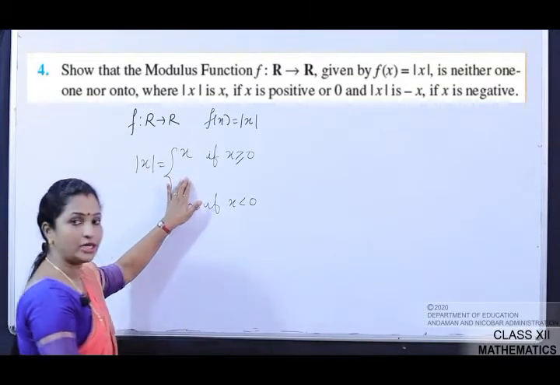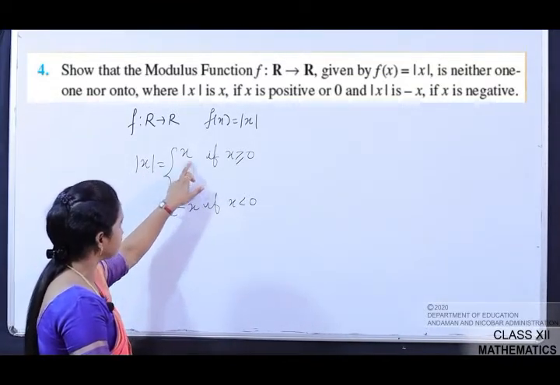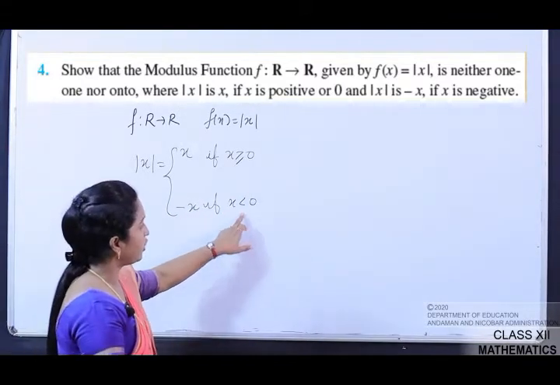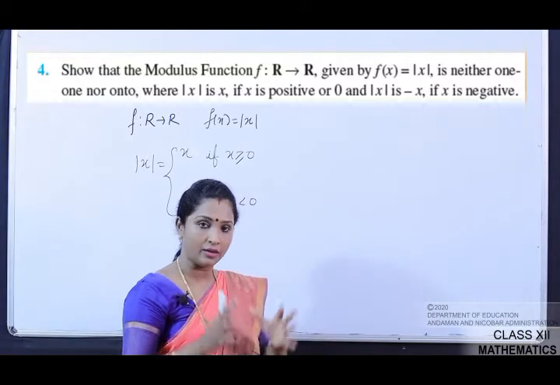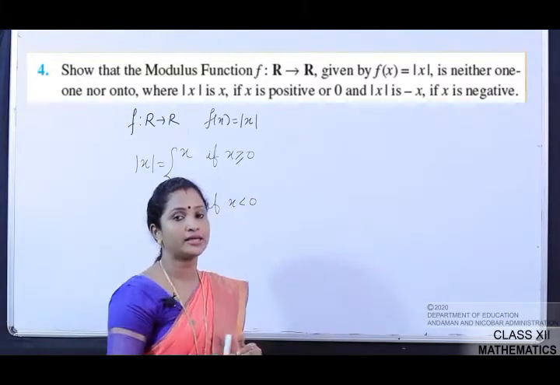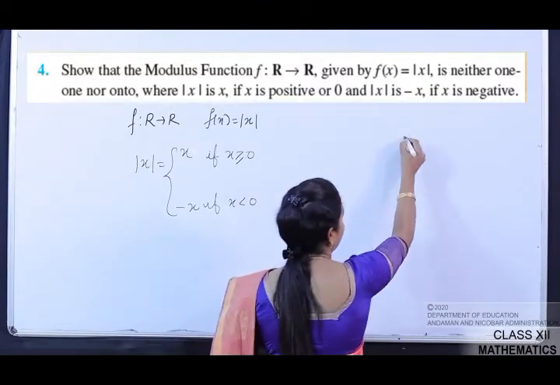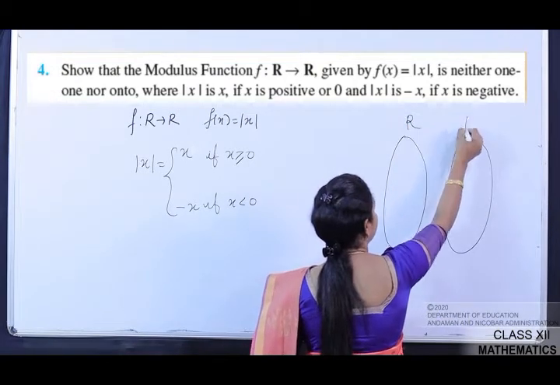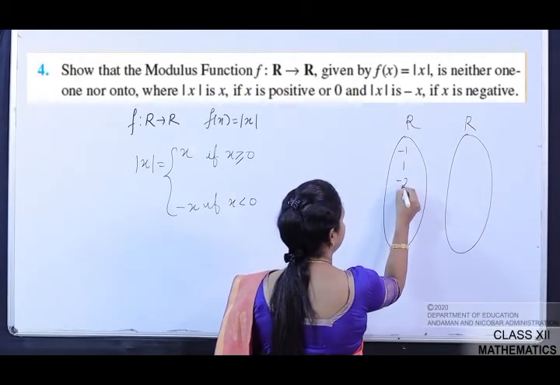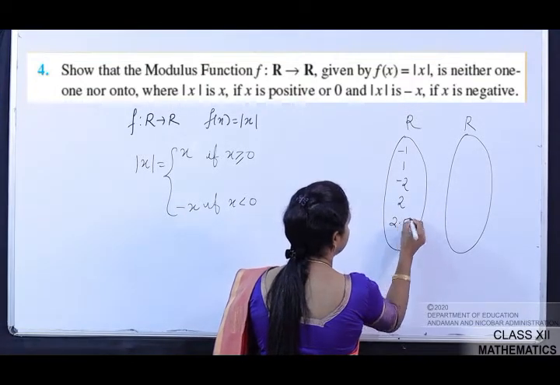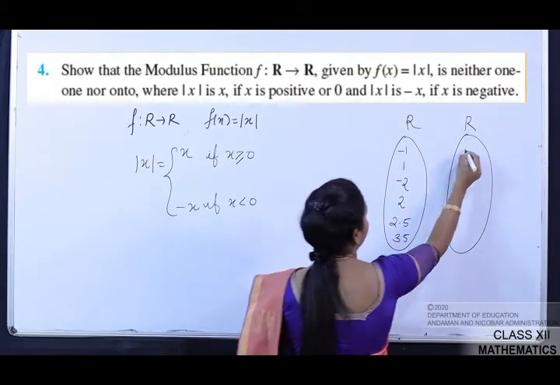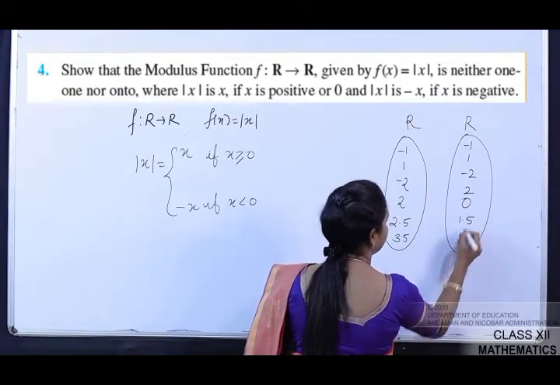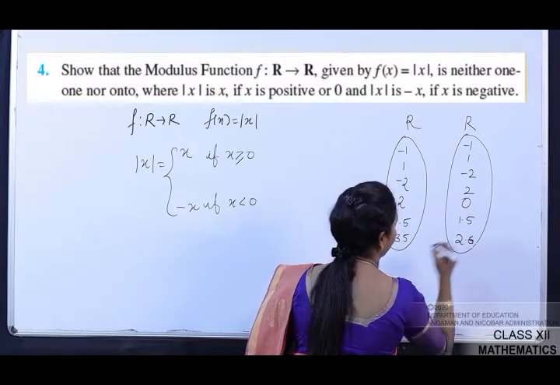Now what is the definition of modulus? Modulus definition is plus x if x is greater than or equal to 0, minus x if x is less than 0. So first of all I'll just explain you by taking an example. हम पहले diagrammatically देखेंगे, उसके बाद हम इसको देखेंगे कि कैसे इसको लिख सकते हैं, ठीक है? Now I'm taking here two sets, okay? Real numbers to real numbers. I'm taking minus 1, plus 1, minus 2, plus 2. You can take a decimal point also, 3.5. Here also minus 1, plus 1, minus 2, plus 2, 0, 1.5, 2.5 या 2.6 ले लो आप.